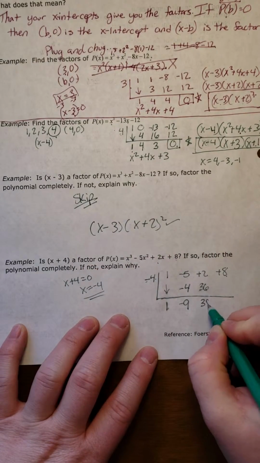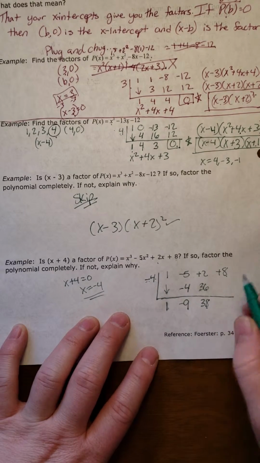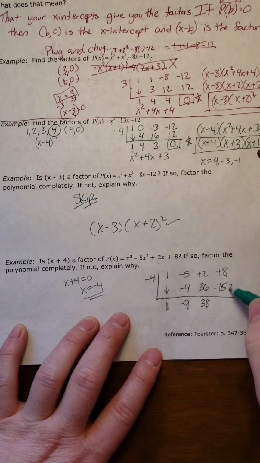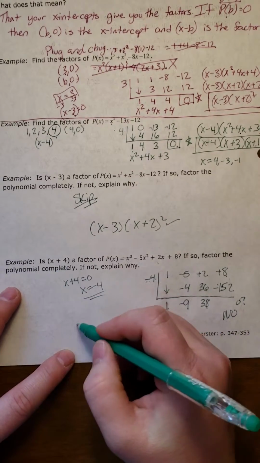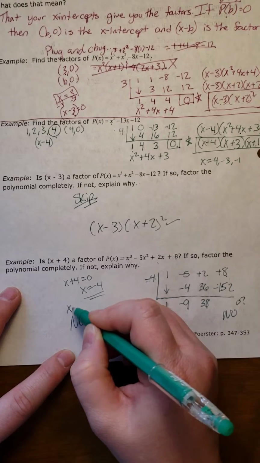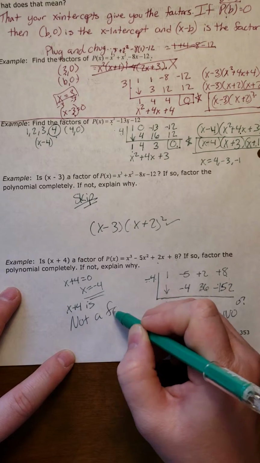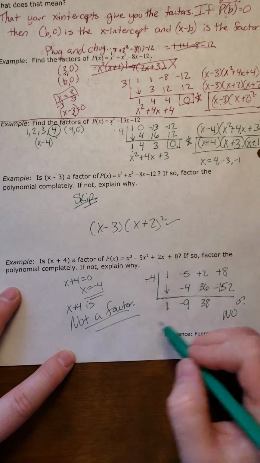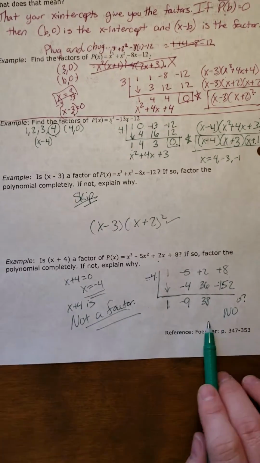Combine that, and that's going to give you 38. Multiply -4 times 38, and that's going to give you -152. When I combine that, does that equal 0? No. So x plus 4 is not a factor. You would stop right here and explain why, because it did not synthetically divide.